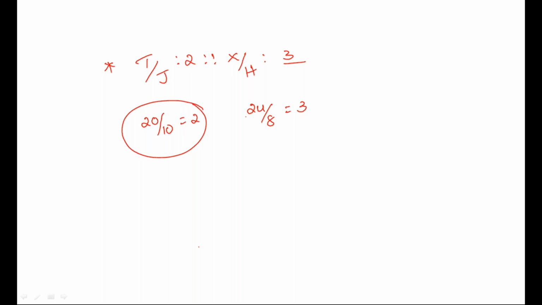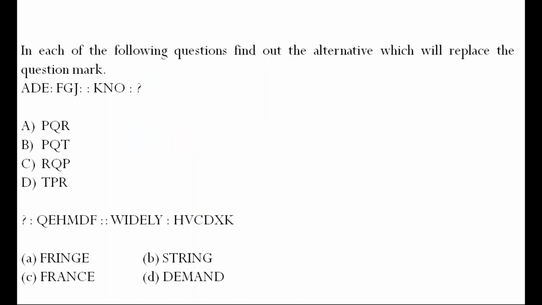Okay, this is the analogy concept. For the first pair, what is the logic we should apply for the second pair? Now say this, okay, this is similar to coding and decoding. ADE is coded as FGJ, then KNO is coded as what?